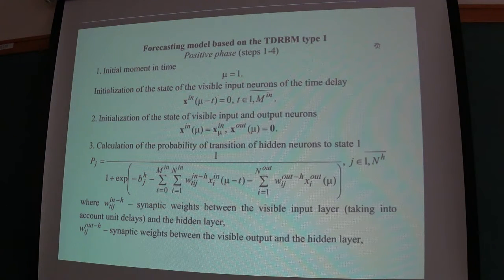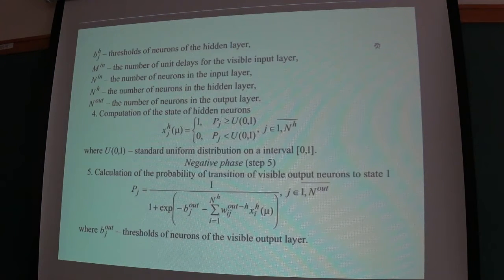Synaptic weights between the visible input layer take into account unit delays in the hidden layer. Synaptic weights between the visible output and hidden layer. Here, the number of neurons in the hidden layer, the number of unit delays for the visible input layer, the number of neurons in the input layer, the number of neurons in the hidden layer, and the number of neurons in the output layer. Computation of the state of hidden neurons, where the random value has a standard uniform distribution on an interval.